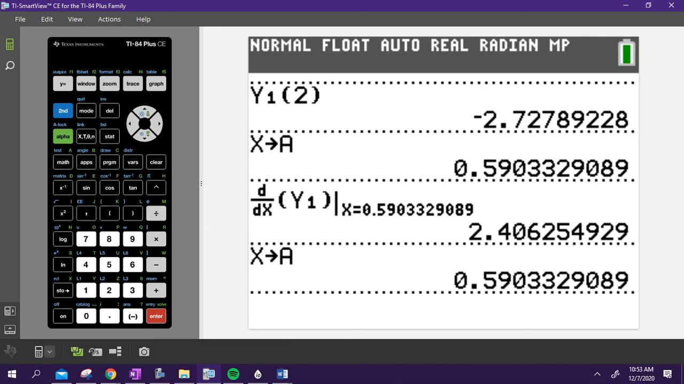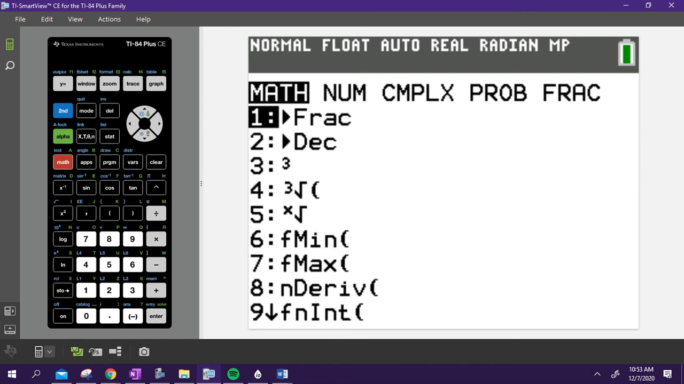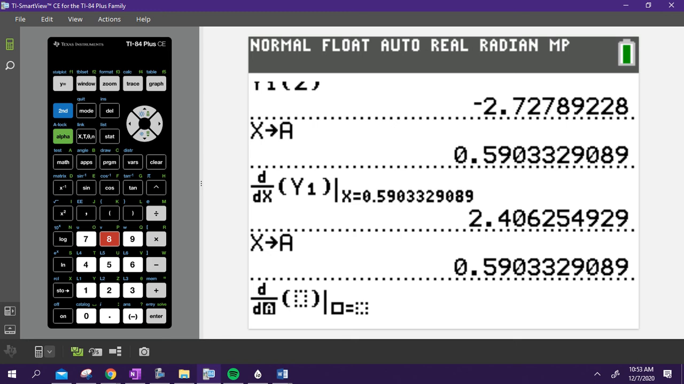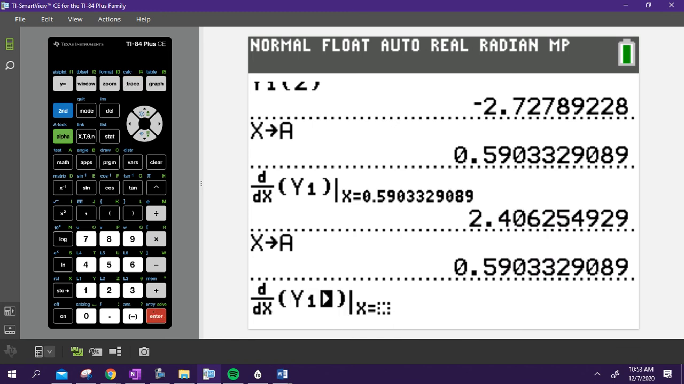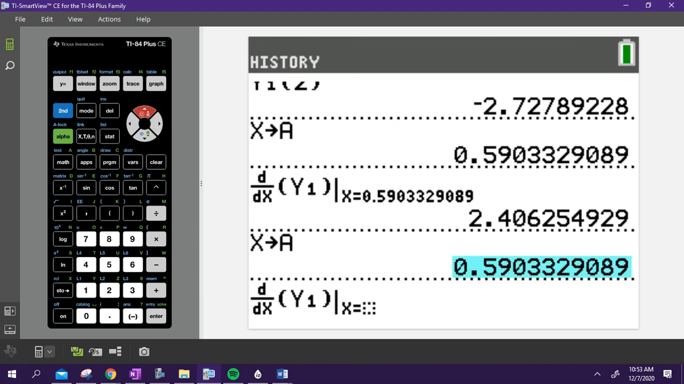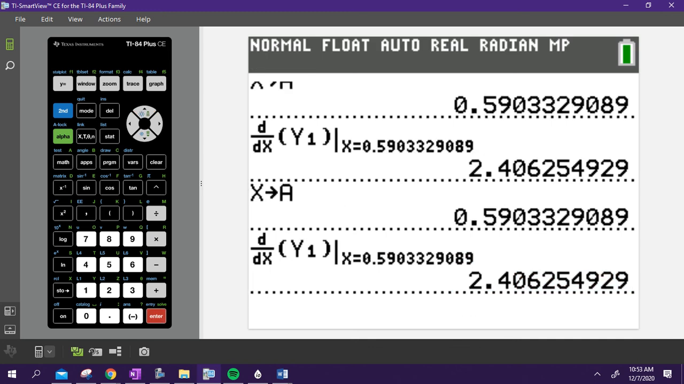I want to find acceleration, so what do I need to do? Derivative, good. Math, 8, numerical derivative. Inside the parentheses, I'm typing my equation. So I'm going alpha f4 y1. I'm typing in that equation. And x is going to be equal to, you could do A, or if you already got it typed in, you could just go up there and boom, there it is. That is my answer. 2.4.